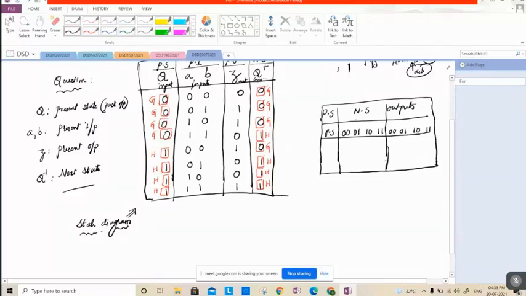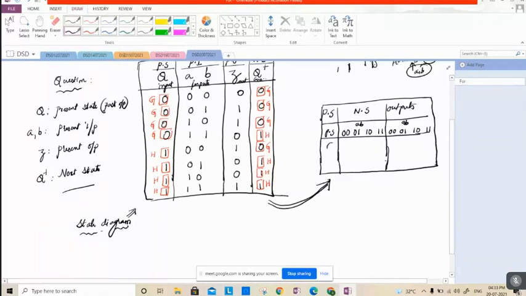Right, everyone pay your attention here. I'm redrawing this table. This table is redrawn in this way. The same table. Same table, redrawn in this way.